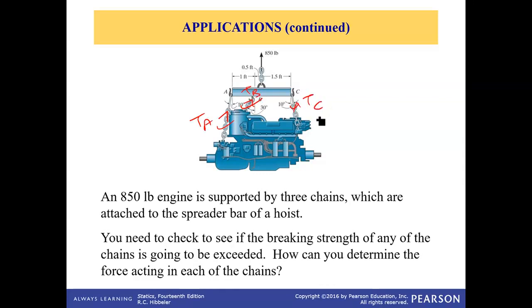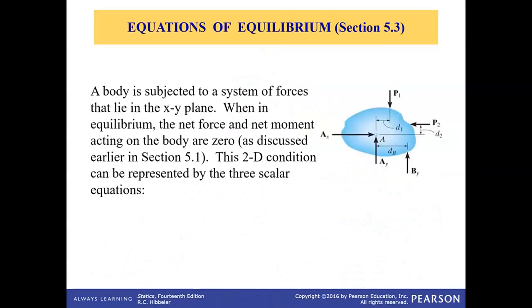And why do we want to do that? Because we want to make sure that these chains are safe enough to handle the load from the weight of the engine. If they are not strong enough to hold the 850-pound engine, then they will break, and when they break, that will cause an accident. So we have three unknowns, and we can solve them using three equations of equilibrium.